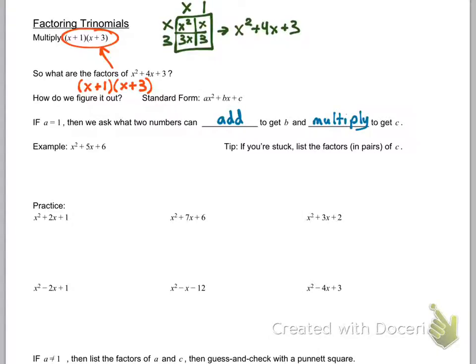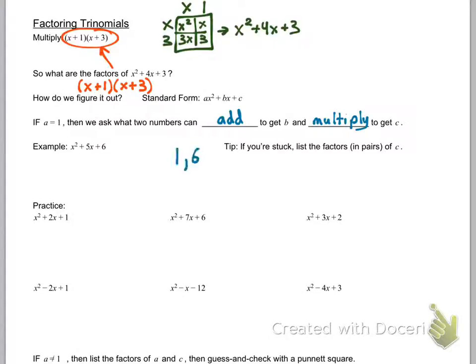Well, why would you want to add to get b and multiply to get c? Just real quick to build some intuition, if you look up here, when we multiplied this, those middle two, the 3x and the x, that's what we added to get 4x. You notice the 1 and the 3 add to get 4. Likewise, with the other term, the 1 and the 3 multiplied to get c. So if we can find two numbers that add to get b and multiply to get c, since a equals 1, there's nothing in front of it, then we've got the whole trinomial.